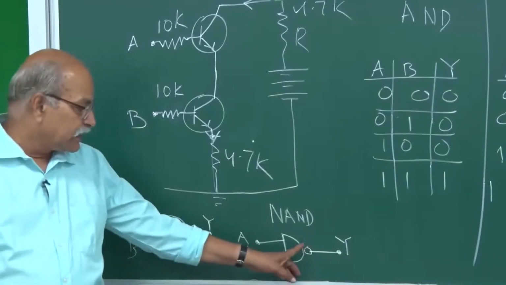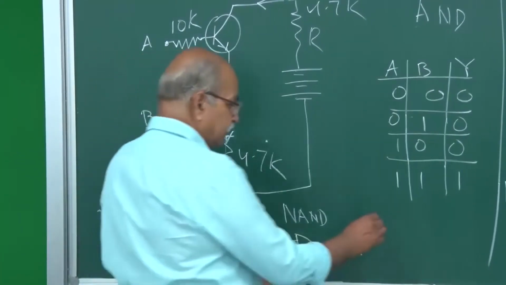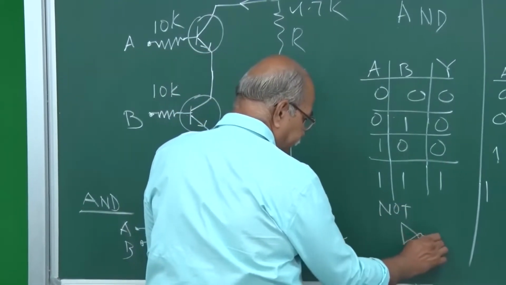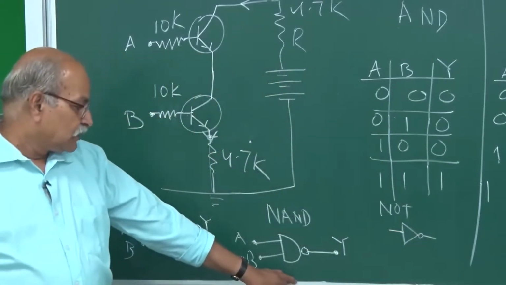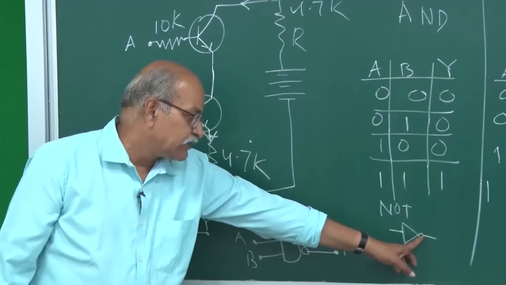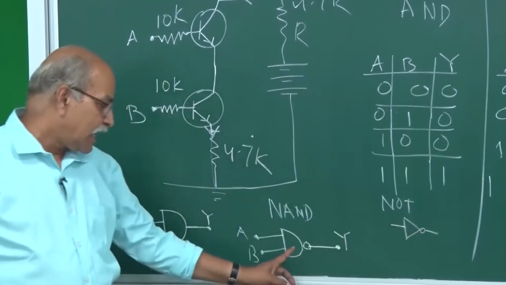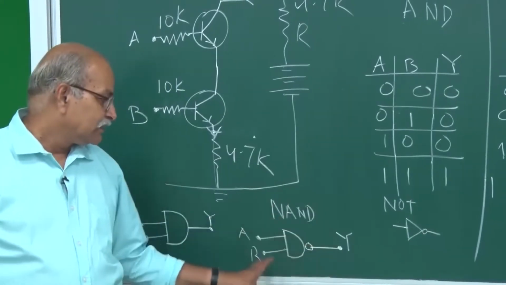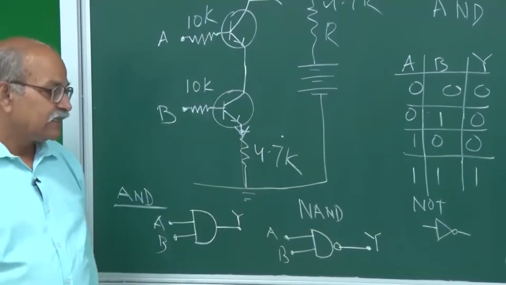So this circle here denotes NOT. Remember the symbol for NOT? The symbol for NOT was like this, a single input. It was like this. So wherever you see this circle, you understand that this is a NOT gate. So NOT of AND, that is the symbol for NAND, and this is how you can realize this NAND gate.